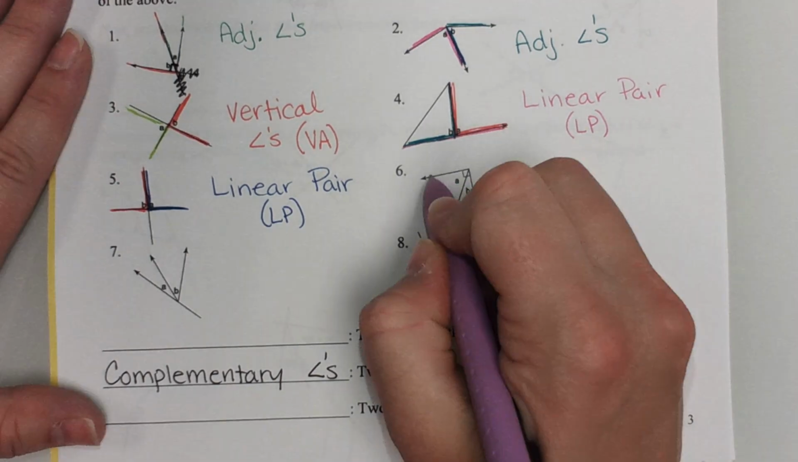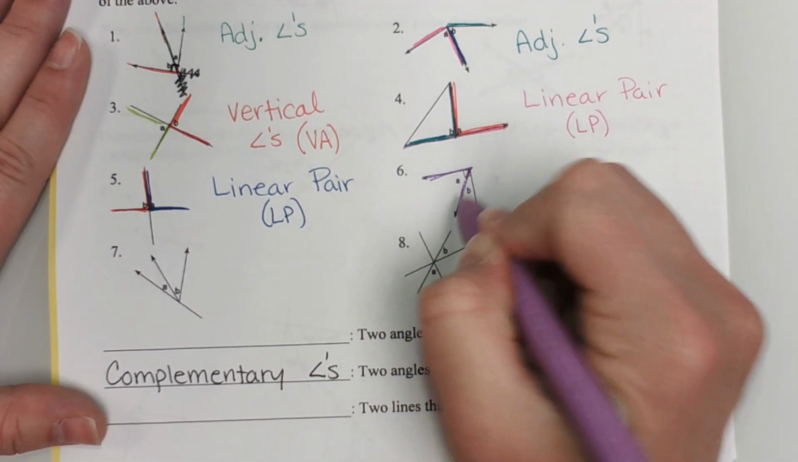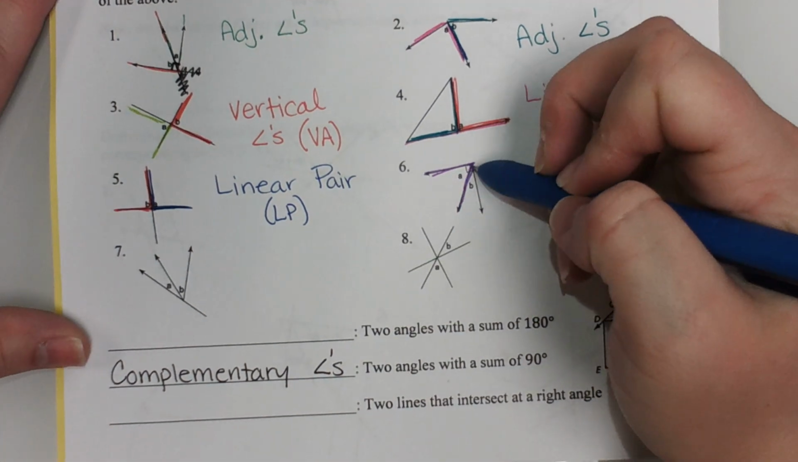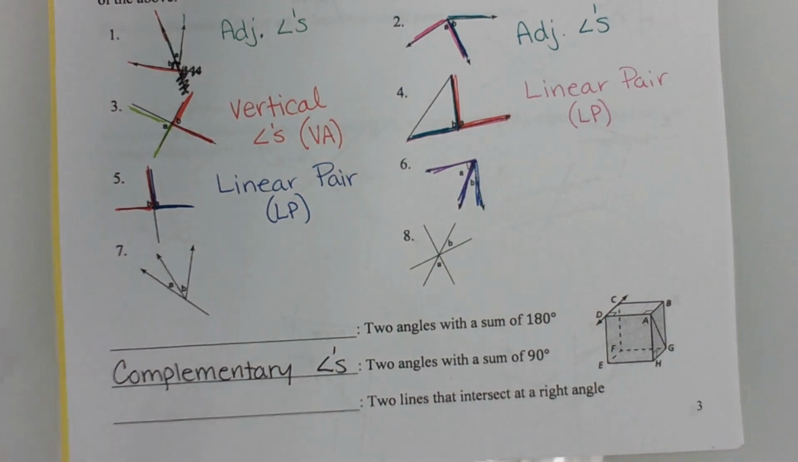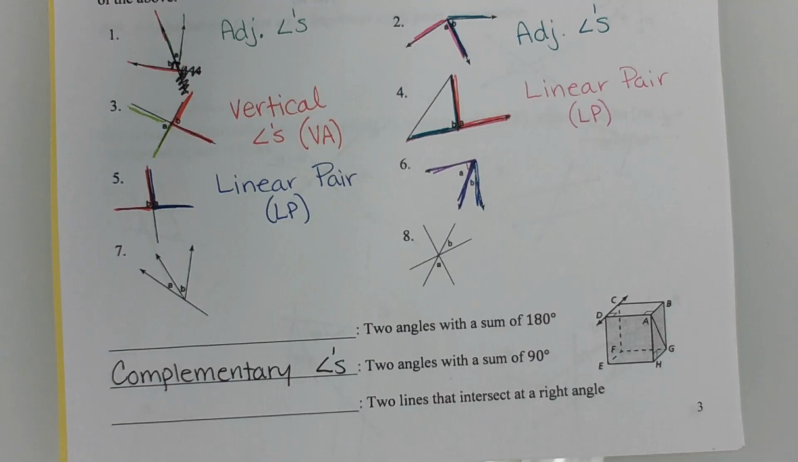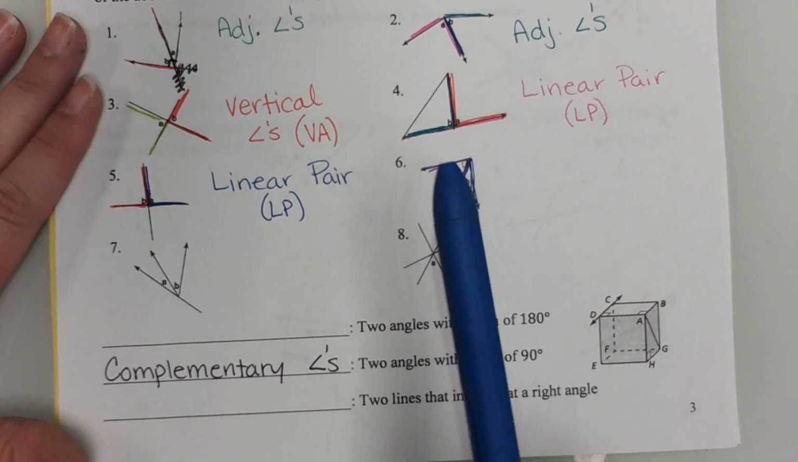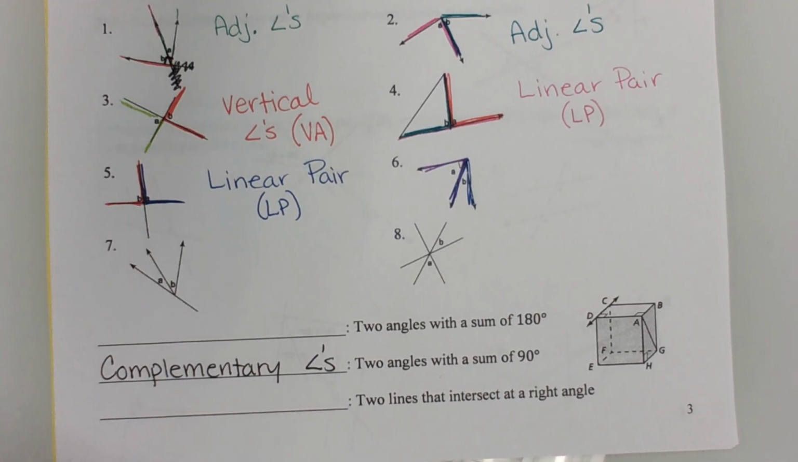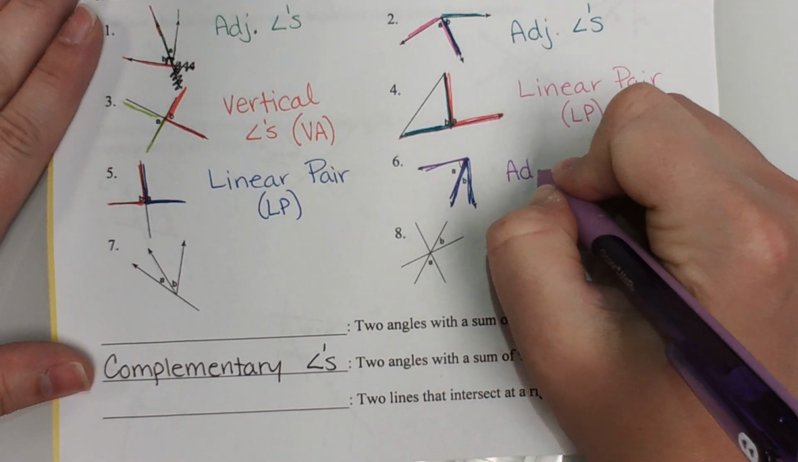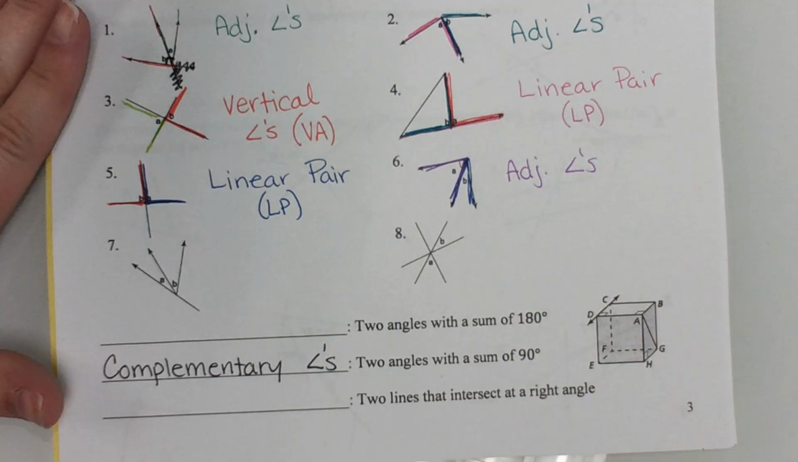Question 6. There's one angle. There's one angle. Are they adjacent? In other words, do they share that middle line? Yes. Do they make a straight line? Nope. They're making a right angle. If they do not make a straight line, that means they are simply adjacent. That's the only thing we know about them, is that they are adjacent.